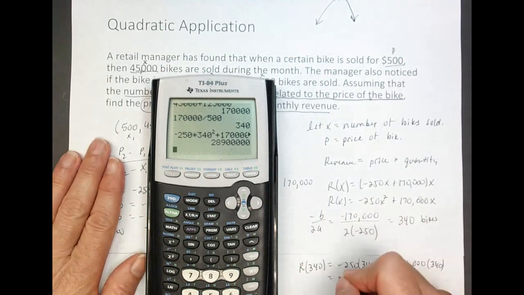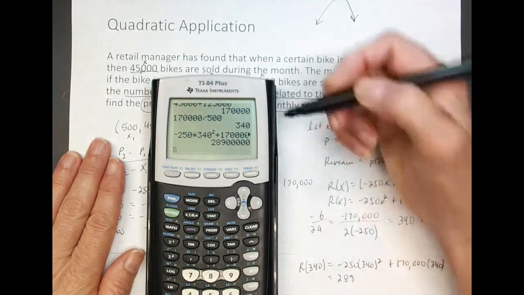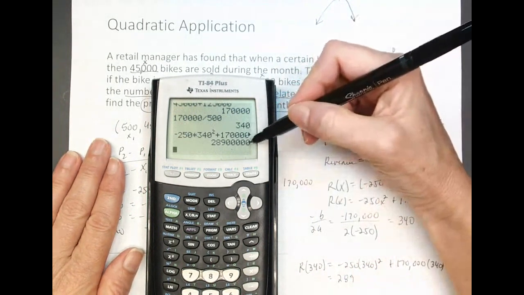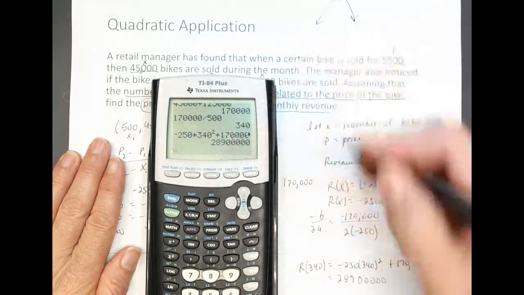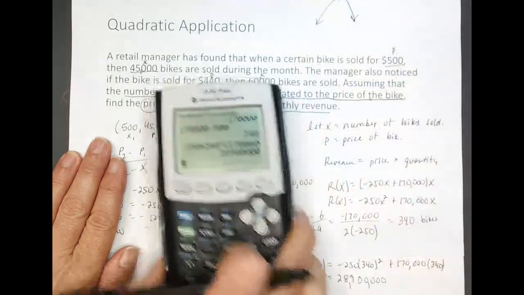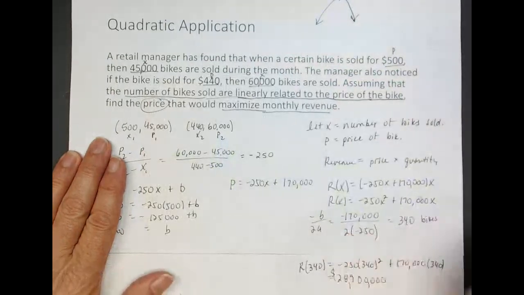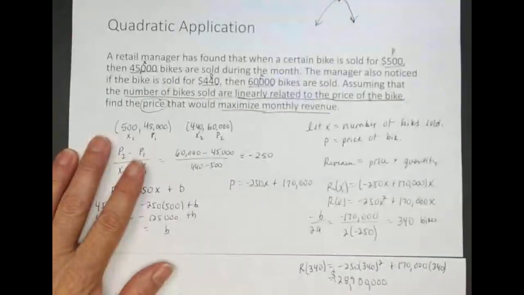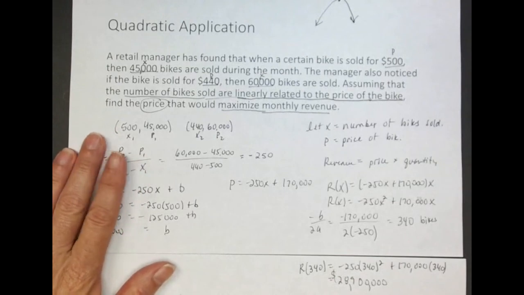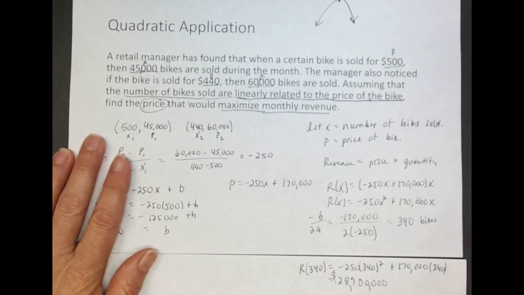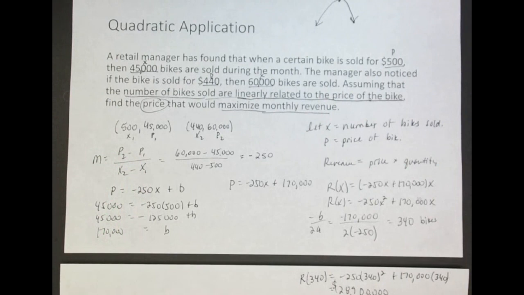Some numbers and some zeros. Let's see what they are. 2, an 8, a 9, and how many zeros? 1, 2, 3, 4, 5 zeros. All right. So that's going to be $28,900,000. It's clearly what I want to do if I'm managing the sale of these bikes, isn't it? Clearly what I want to do. All right. That ends the lecture for section 3.2, quadratic functions.